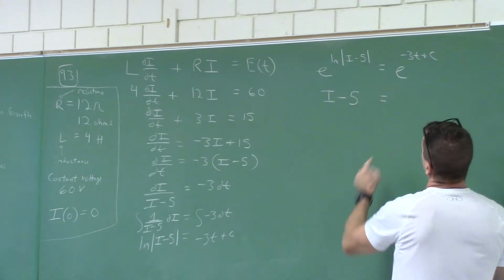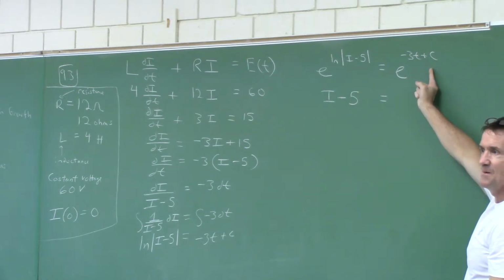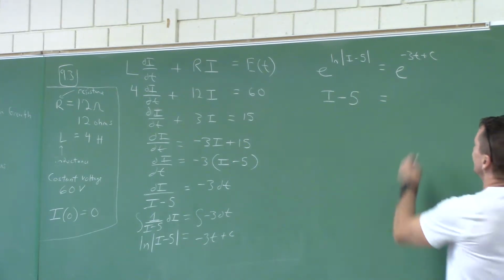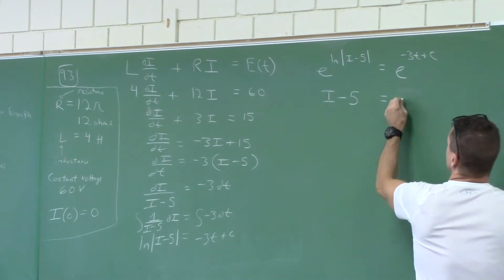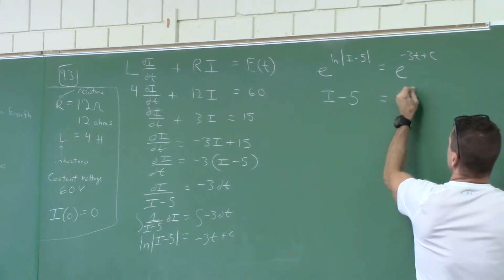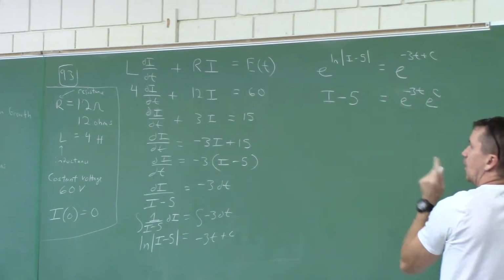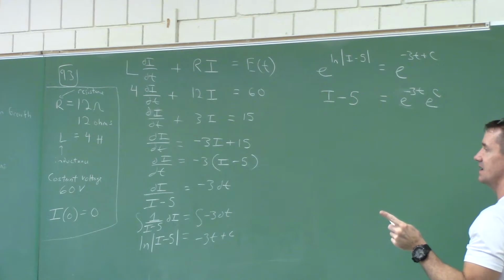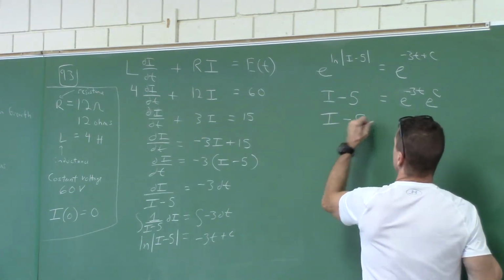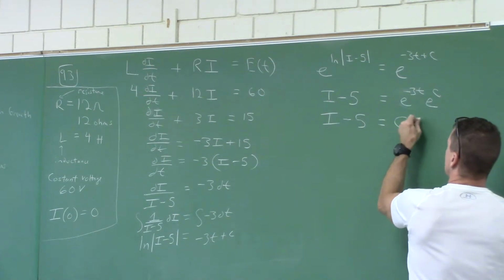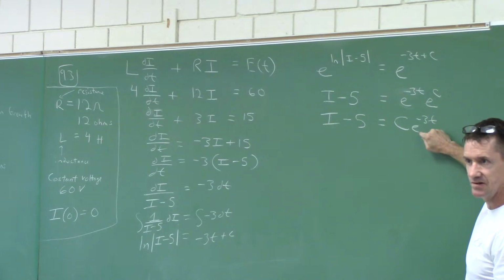And I'm going to take the bars off because we got this constant here. Do you remember how I can write this? You can make it e to the negative 3t times e to the C. Now, what can I make the e to the C? Just C. And if you just want to go directly to that point, in your work or on a test, that is totally fine. This just becomes C e to the negative 3t.